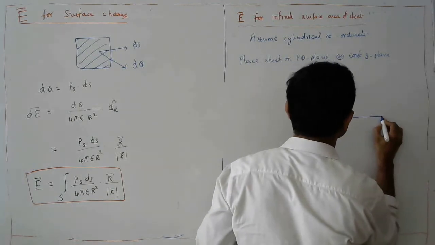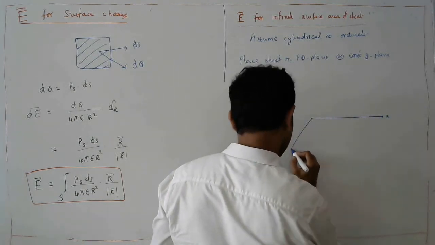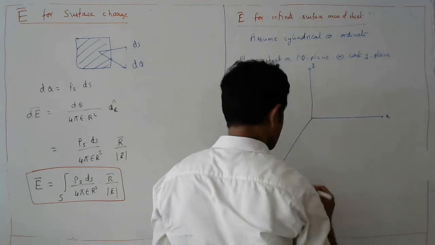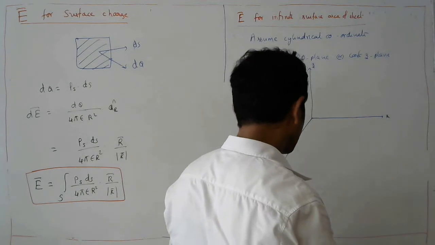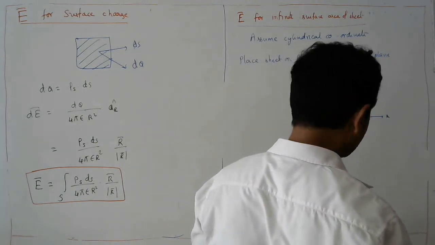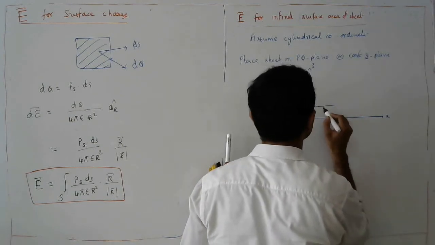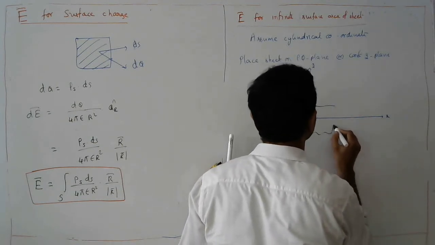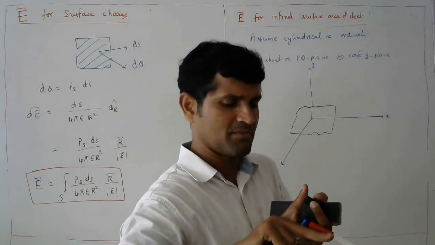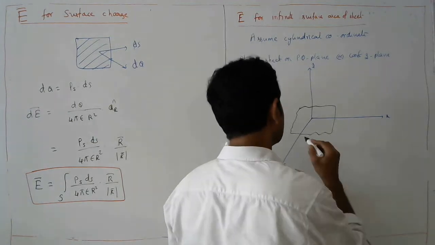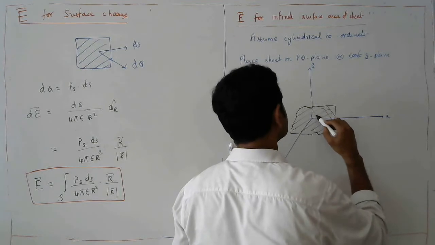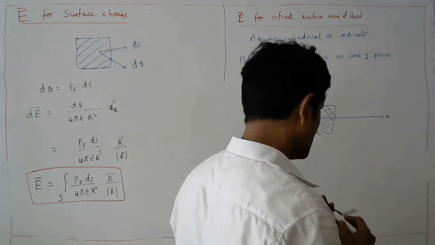The x-axis, y-axis, z-axis. Now I am going to place this infinite sheet, this infinite surface area of sheet, on the xy plane. That means the sheet is placed parallel to these two axes. The surface is charged.